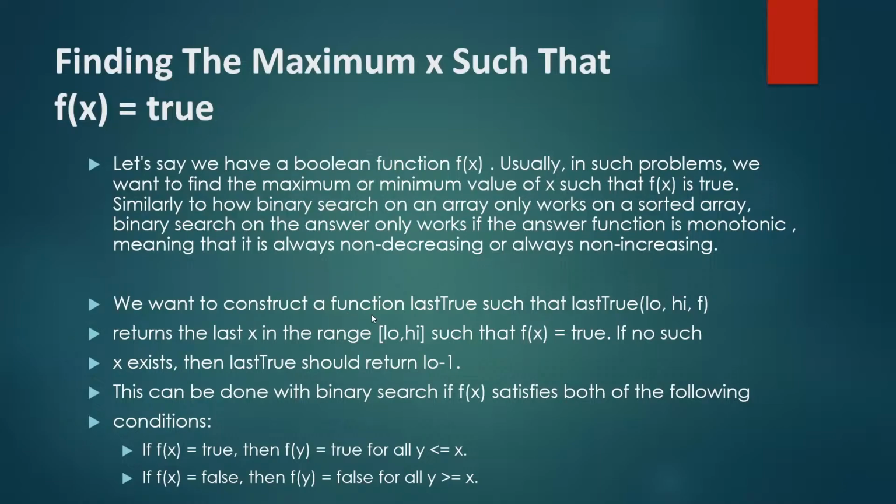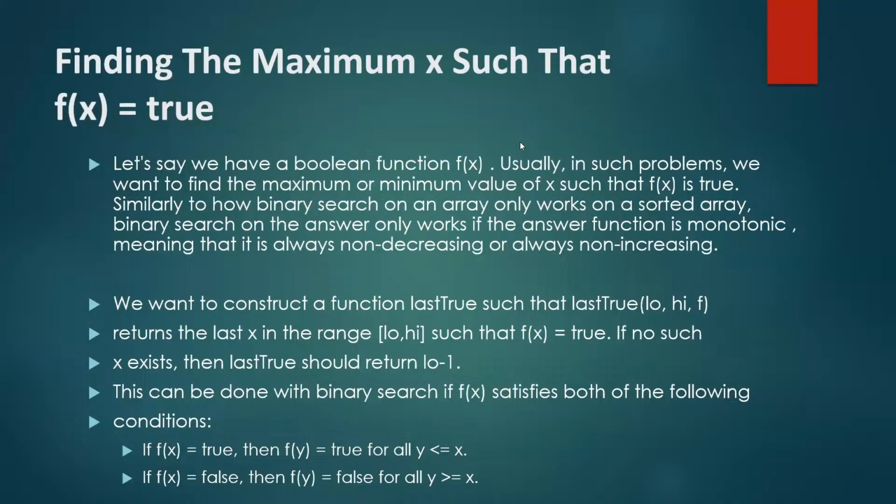We want to construct a function last true such that last true of low, high, f will return the last x in the range low to high such that f of x is true. And if no such x exists, then the last true function should return -1, or low minus 1, that is something that is not in this range. This can be done with binary search if f of x satisfies both conditions. So if f of x is true, then f of y should be true for all y less than or equal to x. And if f of x is false, then f of y should be false for all y greater than x.